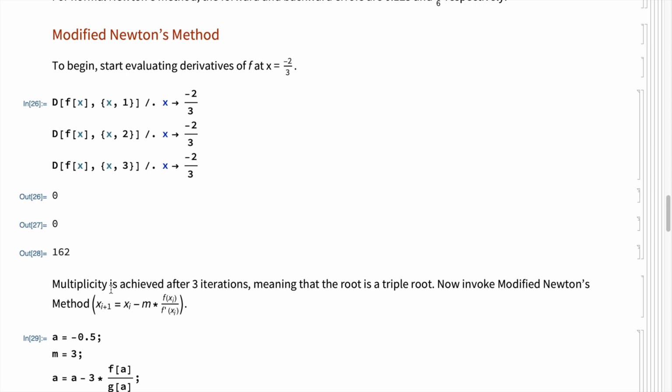And so the multiplicity is achieved after a grand total of 3 iterations, meaning that our function has a triple root at x equals -2/3. Now we can go ahead and invoke modified Newton's method, which is the formula expressed here.